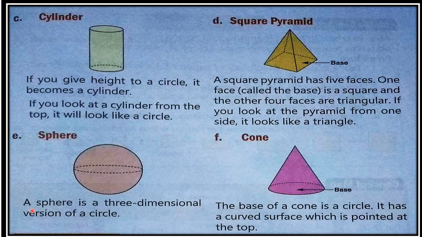Got it, children? Now, a sphere is the three-dimensional version of a circle. Means it looks like a circle, but it's a three-dimensional figure. Examples: ball, football, volleyball, all these are three-dimensional figures. Got it, children? Now, cone. The base of the cone is a circle, as you can see here, and it has a curved surface which is pointed at the top. This is the vertex.